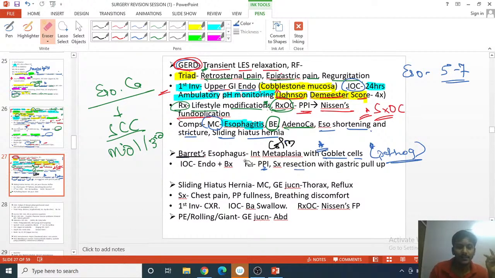Then sliding hiatus hernia. Remember, the hiatus in the diaphragm is an opening. If it is abnormally large, it can lead to protrusion of the abdominal contents into the thoracic cavity, and that can lead to a hernia, a sliding hernia. Sliding means it keeps coming and going. Please remember this. Sliding hiatus hernia is the most common type of hernia. If the most common type of internal hernia is asked, then it is sliding hiatus hernia.